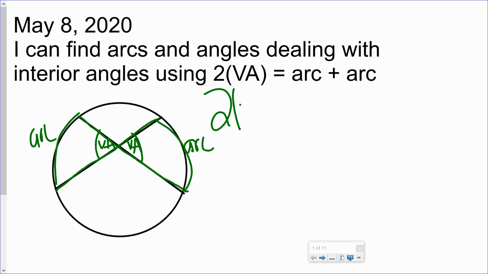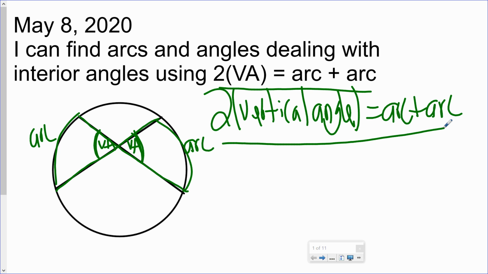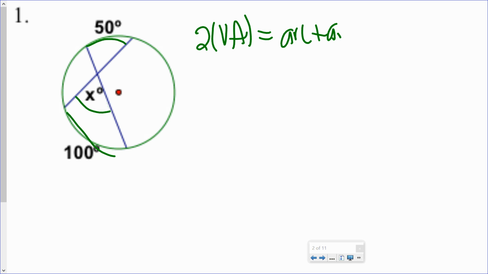So the rule is 2 times one of the vertical angles equals arc plus arc. That's it. Whenever you have arcs and angles involved and we're dealing with an interior angle, the rule is 2VA equals arc plus arc. 2 times a vertical angle equals arc plus arc. So I see arcs and angles. It's interior, it's not exterior, there's no outside piece. So it's 2VA equals arc plus arc.